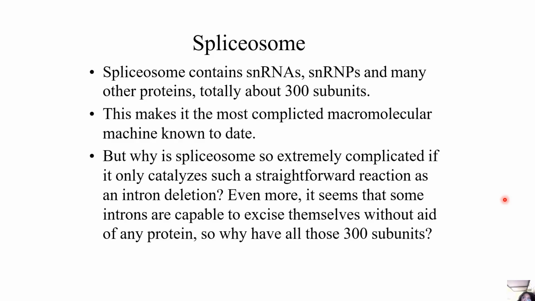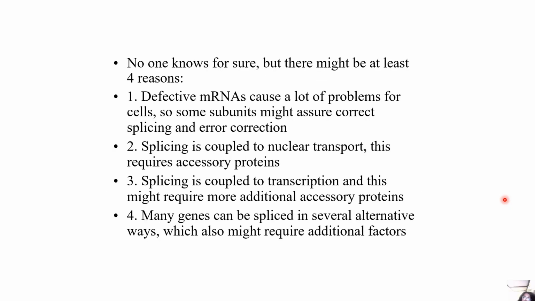Why are spliceosomes so extremely complicated if they only catalyze such a straightforward reaction as intron deletion? Even more, it seems that some introns are able to splice themselves without the aid of any protein. So why do they have all those 300 subunits? Unrepaired errors in mRNAs cause a lot of problems for cells, so some subunits might assure splicing fidelity and error correction.